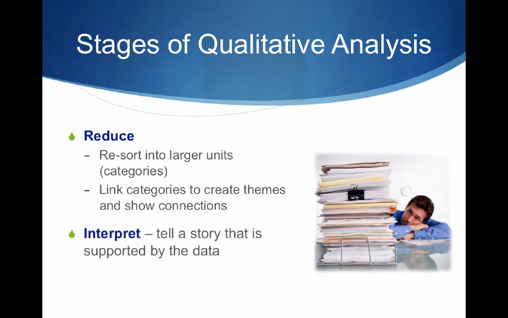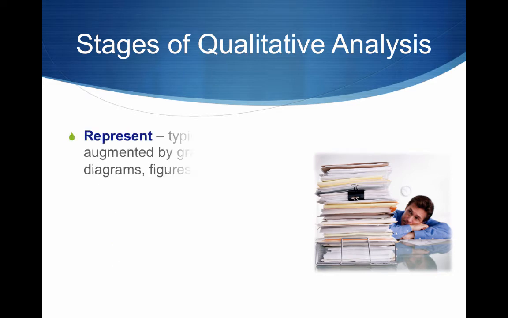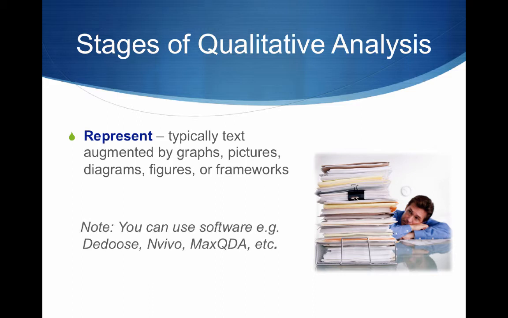Next, you want to interpret. You want to tell a story that's supported by the data. Then you want to represent. In other words, typically text augmented by graphs, pictures, diagrams, figures, or frameworks. You can use software like Dedoose, NVivo, MAXQDA, etc. We're going to be showing you some different ways of visualizing your qualitative data.